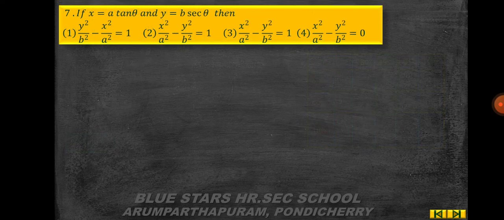Question number 7. If x is equal to a tan theta and y is equal to b secant theta, then option 1, y square by b square minus x square by a square is equal to 1. Option 2, x square by a square minus y square by b square is equal to 1. Option 3, x square by a square minus y square by b square is equal to 1. Option 4, x square by a square minus y square by b square is equal to 0.